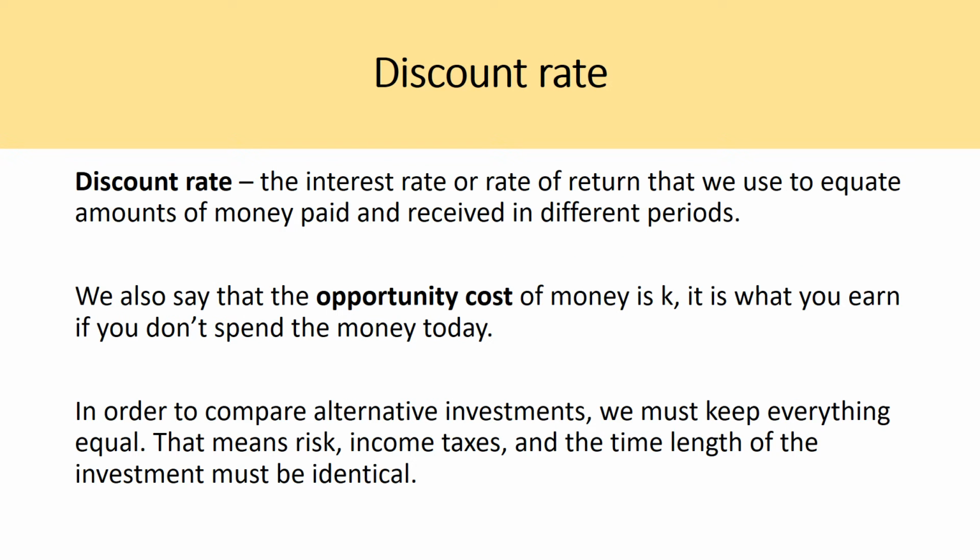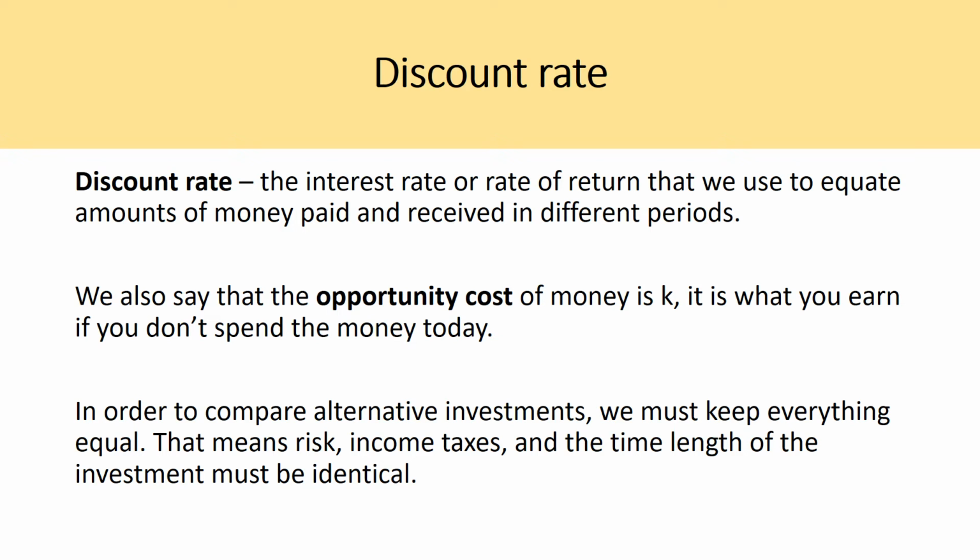Now, the discount rate, which we'll refer to as K in a lot of our formulas, is the interest rate or rate of return that we use to equate amounts of money paid and received in different periods. We also say that this is the opportunity cost of money. It is what you earn if you don't spend the money today. So it is the opportunity cost, the alternative that exists when considering investment decisions. In order to compare alternative investments, we must keep everything equal. That means risk, income taxes, and the time length of the investment must be identical.